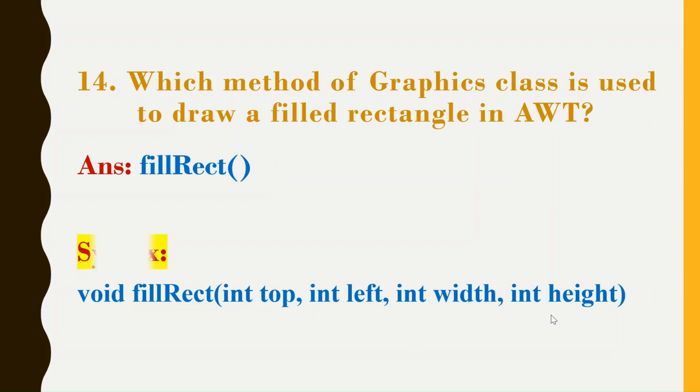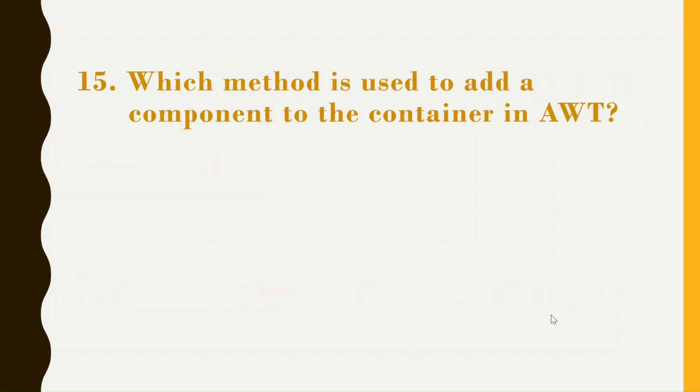Which method of the Graphics class is used to draw a filled rectangle in AWT? We have a fillRect method. A filled rectangle is nothing but drawing a rectangle using some color, like black color, being automatically inserted into the rectangle, whereas the previous one only draws the borders. Here you can see the same set of parameters, but the name is fillRect.